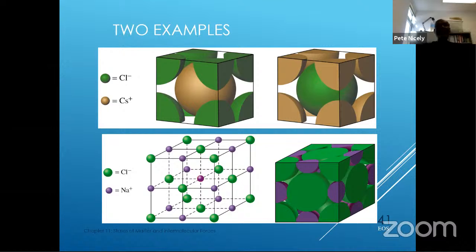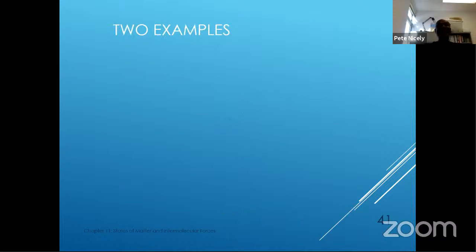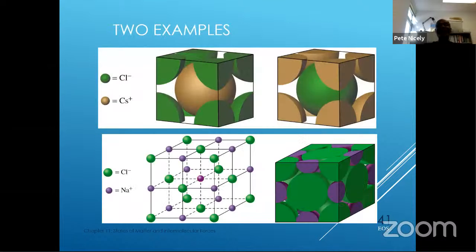I think this, in the case of sodium chloride, is an FCC. No, I'm sorry. I think it's an HCP arrangement, whereas in the case of cesium chloride, it's a CCP arrangement. I'll have to look these up to explain or to know for sure, but I think that's the case.